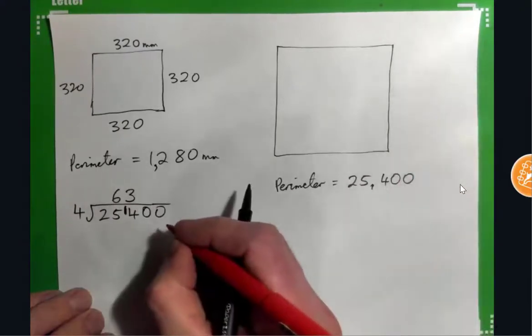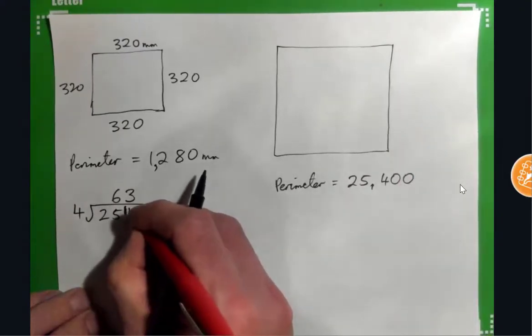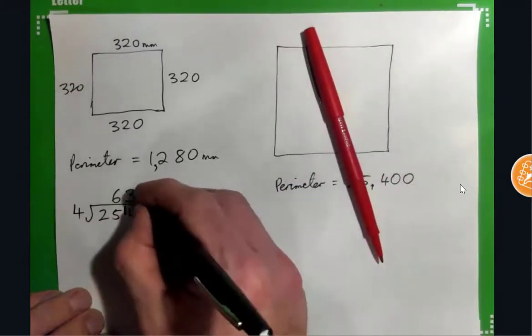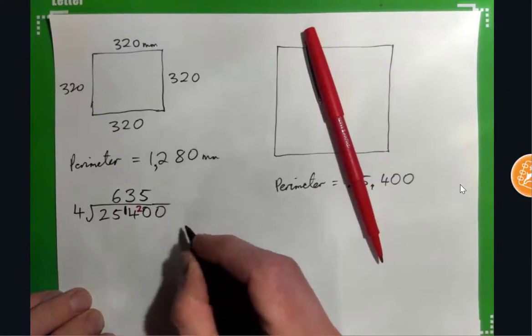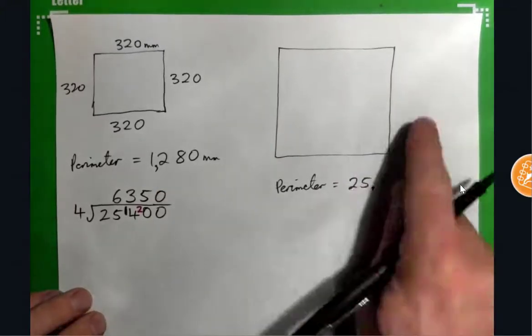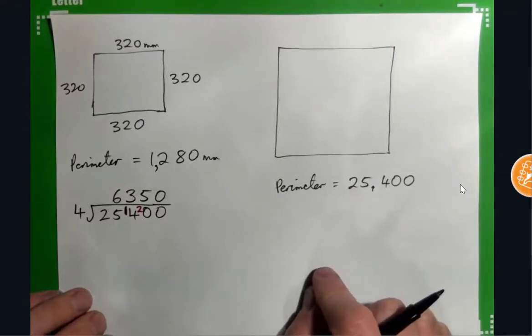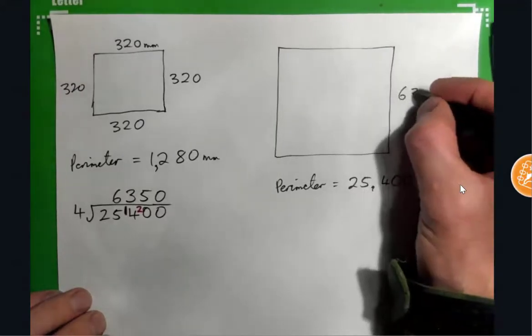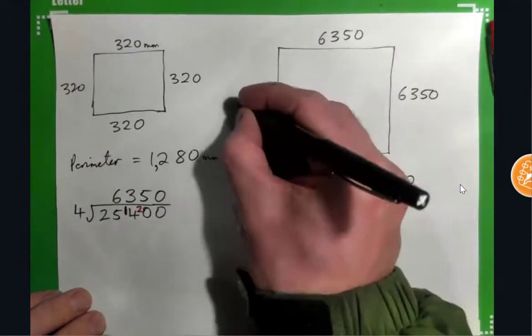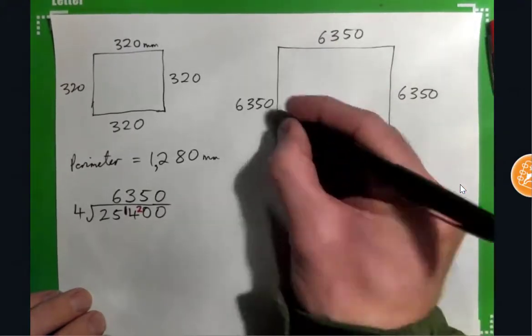Remainder 2. I'm going to put the 0s there. 4 into 20, 5. Then 4 into 0, 0. So the length of each side is 6,350. Good. That's it. And they should all add up to the perimeter.